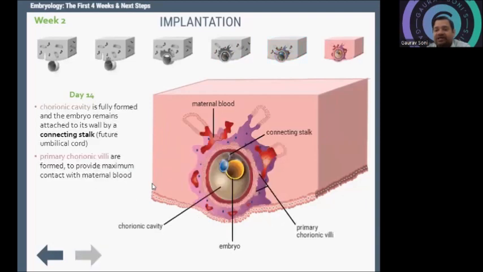Now the chorionic cavity is fully developed. As you can see, the chorionic cavity is fully developed and the embryo is attached to its wall by the connecting stalk. Is this the connecting stalk through which it is attached? Now it is inside a fluid-filled cavity. You can understand. Now primary chorionic villi will develop to provide the maximum contact with the maternal blood. These are the primary chorionic villi, and in the future they will help in the formation of the placenta also. So this was all about the second week development in embryology.